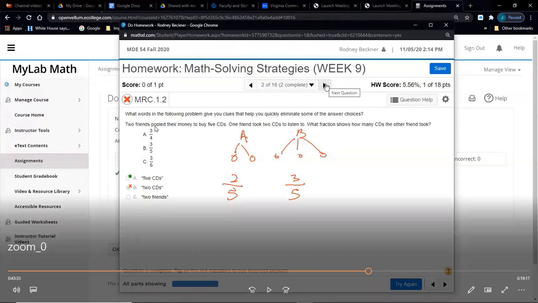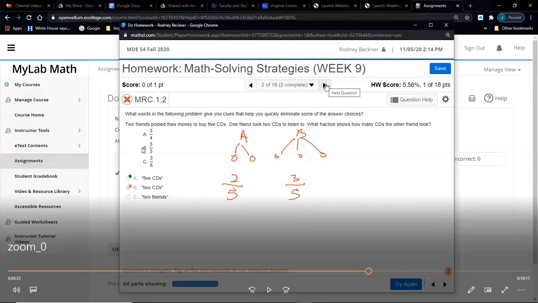So answer A here is 3/4. Answer B here is 3/6. Those can both be quickly eliminated because the total number of CDs purchased is 5, which means the denominator would have to be, you guessed it, 5. So that's why the answer is 5 CDs. Again, the sentence saying there were 5 CDs total is the clue that A and C cannot be the answer at all because the denominators are 4 and 6, whereas B has a denominator of 5.